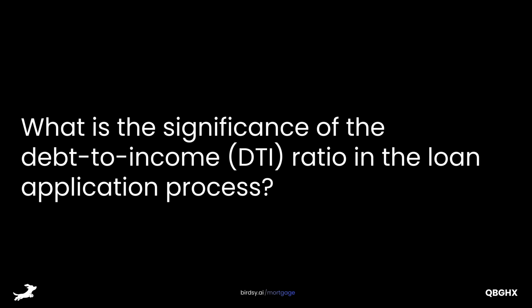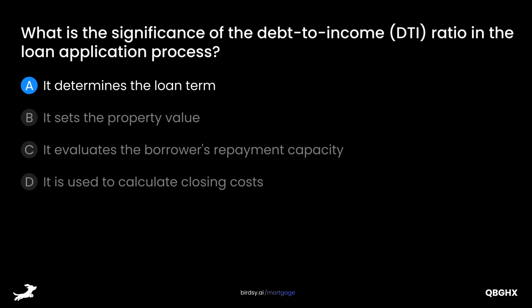What is the significance of the debt-to-income ratio in the loan application process? Is it A. It determines the loan term, B. It sets the property value, C.